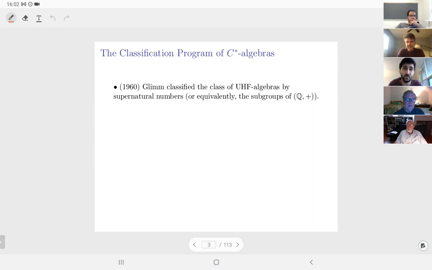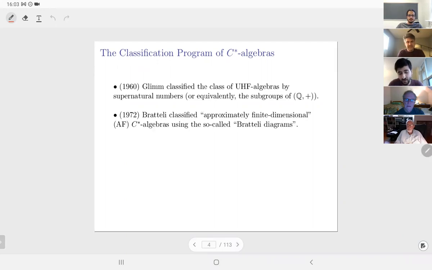So the classification program of C-star algebras started with the first result going back to 1960, where Glimm classified the class of all UHF algebras by supernatural numbers, or equivalently by subgroups of Q. And in 1972, Bratteli classified AF algebras using so-called Bratteli diagrams.